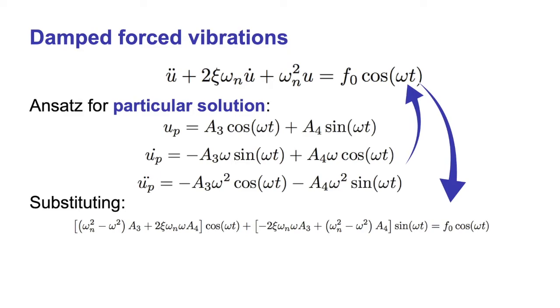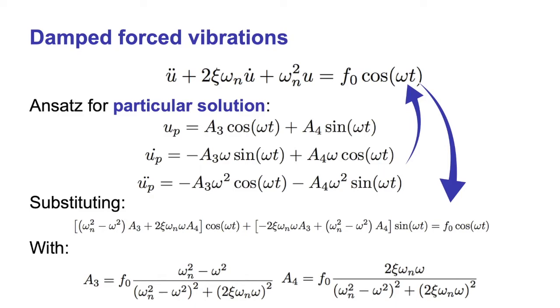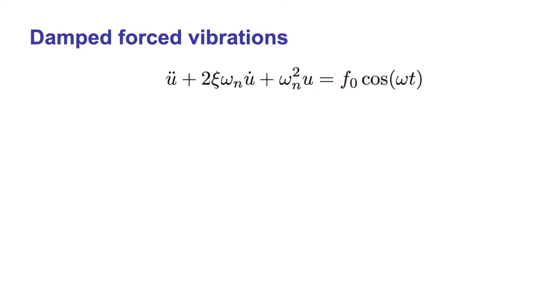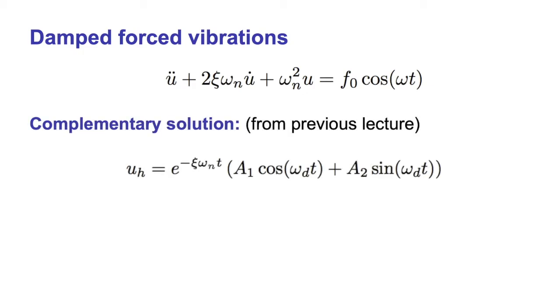The coefficients a3 and a4 adopt the following form and are expressed in terms of the circular frequencies omega and omega sub n and the damping ratio xi. As before, the complementary part of the solution can be taken from the solution to the homogeneous equation examined in a previous video, where omega d is the damped circular frequency of the system.